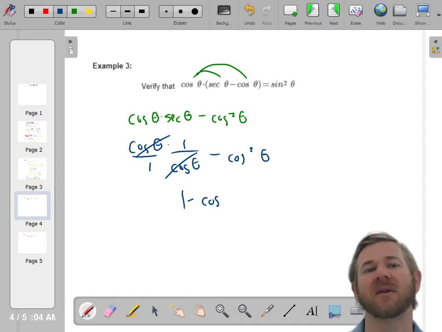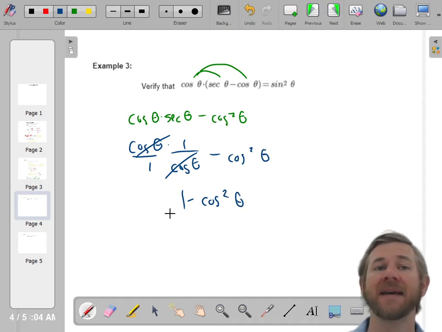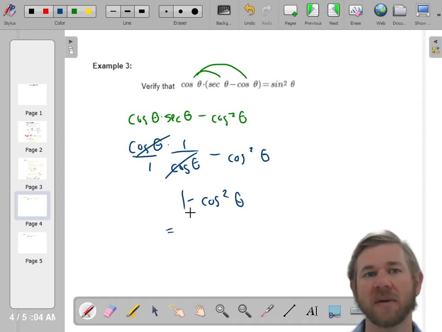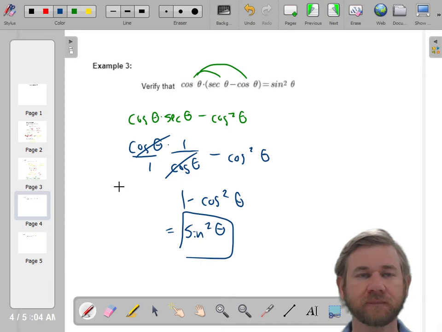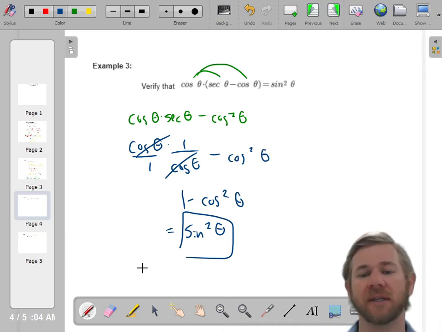And you get 1 minus cosine squared theta. And then again, that's the same identity we used in the other problem. 1 minus cosine squared theta is sine squared theta, which is what we were trying to prove. So we are done. You're just going to mess with one side until you get the other side.